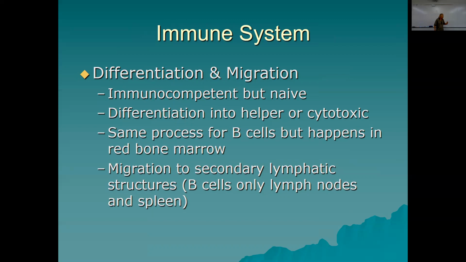Okay, so they are immunocompetent but naive after they're formed. The pre-T cells will differentiate into helper or cytotoxic T cells, depending upon what co-receptor they have, CD4 or CD8. Same process for B cells, but it happens in red bone marrow, not in the thymus. And then, as I mentioned, they migrate to secondary lymphatic structures, and B cells only end up in the lymph node and spleen. T cells can be all over the place.